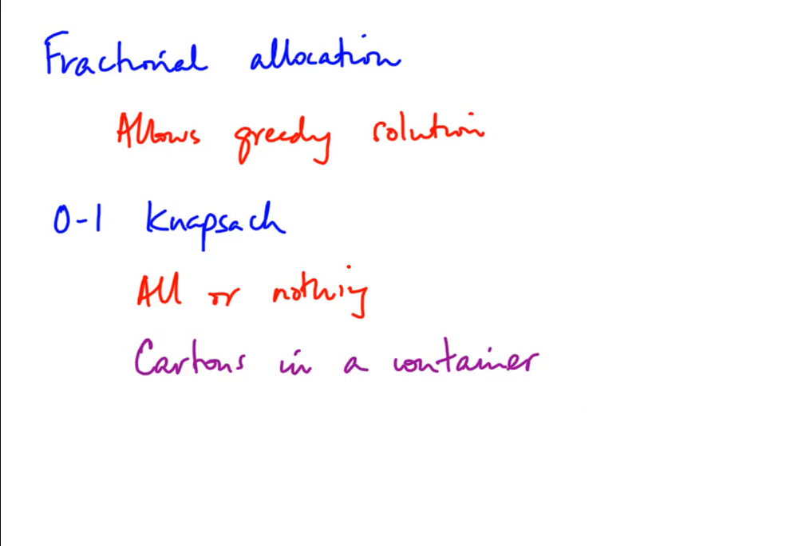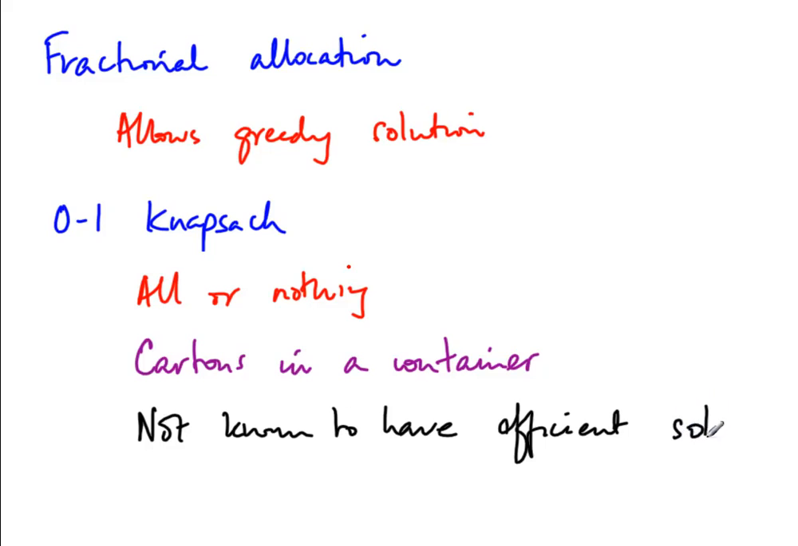Now the problem with 0-1 knapsack, unfortunately, is that it is not known to have an efficient solution. In fact, 0-1 knapsack falls into the category of problems which are called NP complete, and so it is very unlikely that there is an efficient solution. So in some sense, one has to live with the fact that you have to do the naive thing of trying all possibilities, or look for approximate solutions which might give you something which is not quite optimal but good enough in practice.